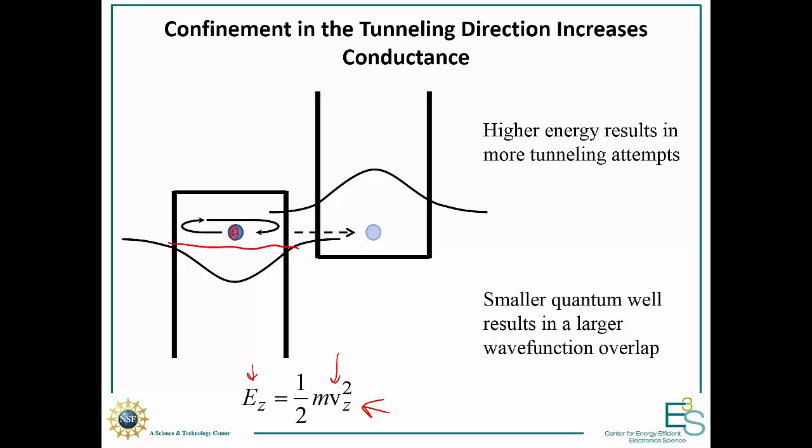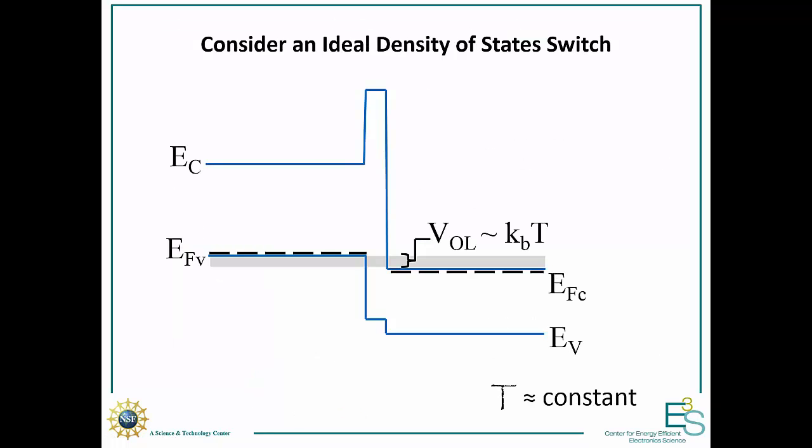In addition, when you confine the electron, you're actually just squeezing its wave function more and more. And what that means is that more of the wave function starts to leak out. And the more it leaks out, the larger the wave function overlap you get. So what's useful is if we use that confinement, we can actually increase the current, say 10 to 100 times.